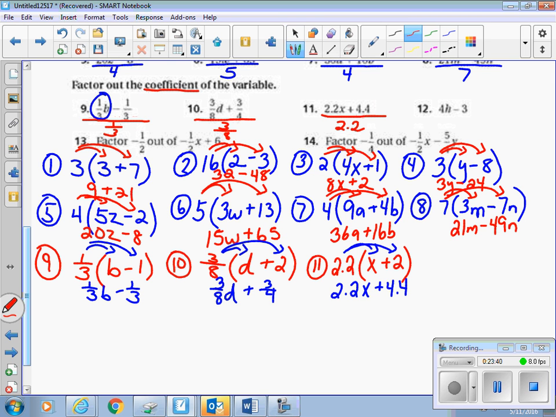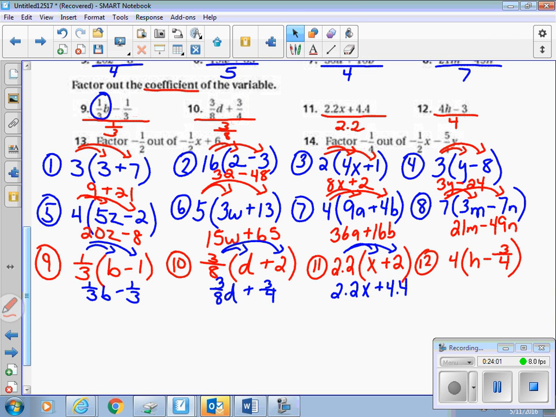In number 12, what is attached to the variable? 4 is attached to the h, therefore we are going to factor out 4 in number 12, and 4 will be our first factor. 4h divided by 4 would leave me with h. Negative 3 divided by 4 would leave me with a negative 3/4. Multiplying out to check. 4 times h is 4h. 4 times negative 3/4 gives me a negative 3. That matches my original expression, therefore I am done.